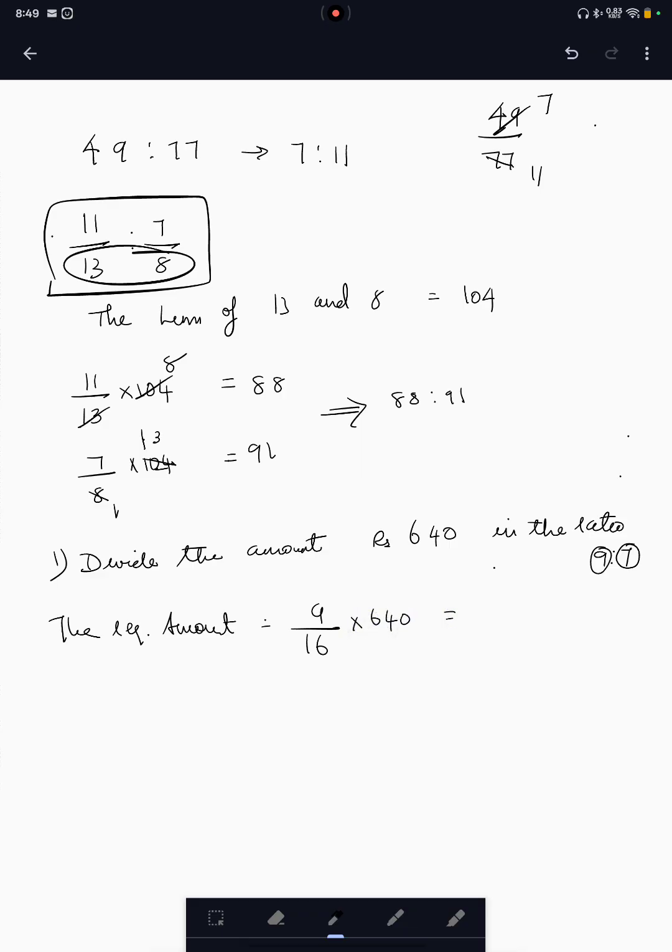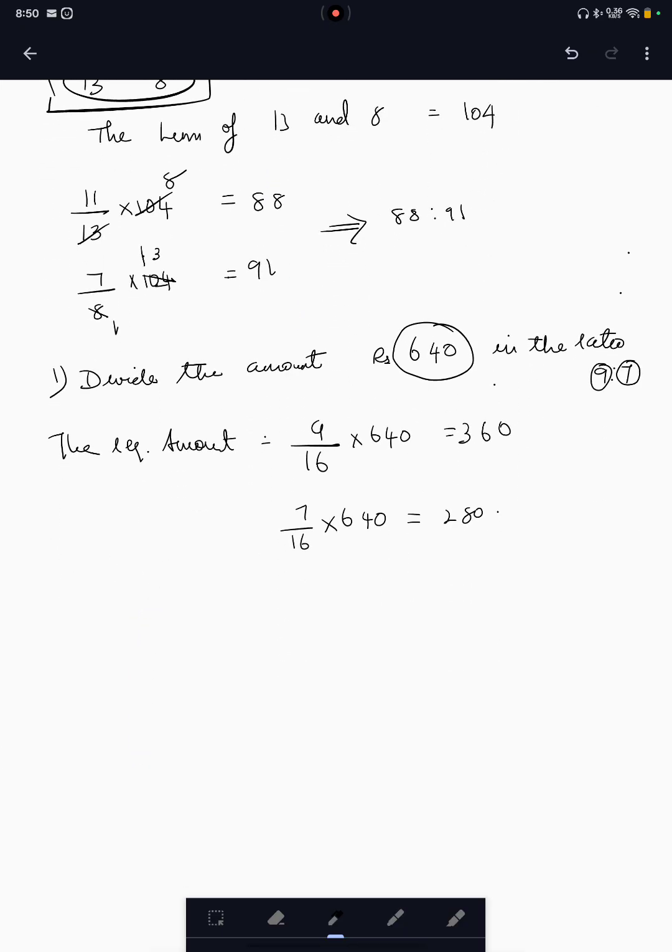That's all. And dividing this rupees 640 in the ratio of 9 to 7, one more will be 7 by 16 into 640. If you divide it, this comes to 360 and this is 280. Alright, so this is your answer. You understand now? So this is one of the ratio questions.